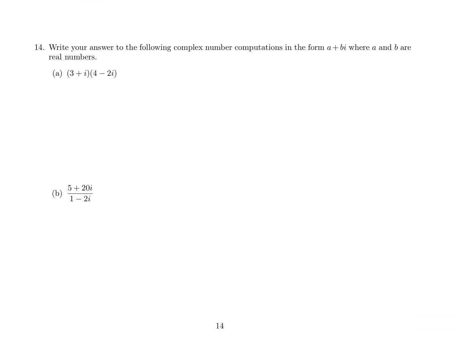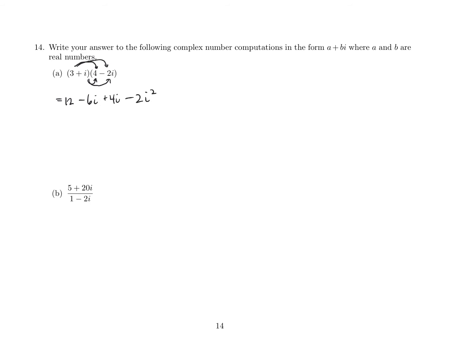Number 14, write your answer to the following complex number computations in the form A plus BI, where A and B are real numbers. So we have two parts. Part A is a product, and part B is a quotient. So we've got to multiply in part A. So this means we should distribute here. So 3 times 4 is 12. 3 times negative 2i is a negative 6i. I times 4 is 4i, and I times negative 2i is negative 2i squared.